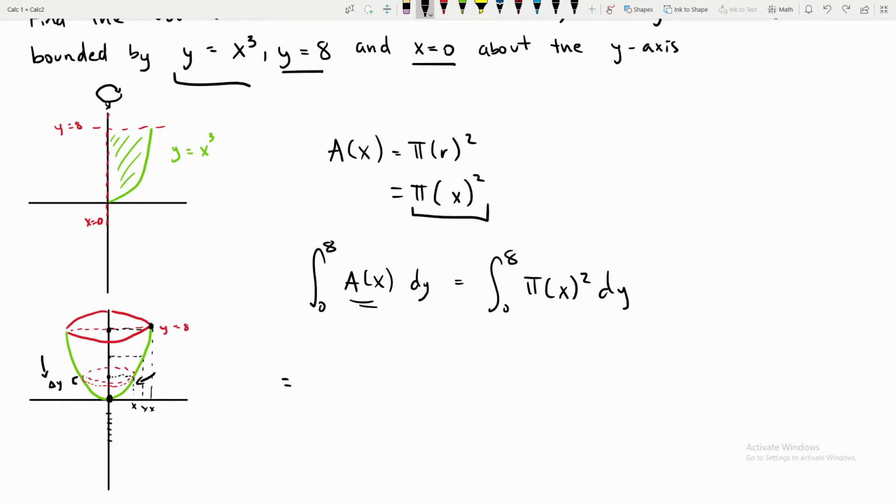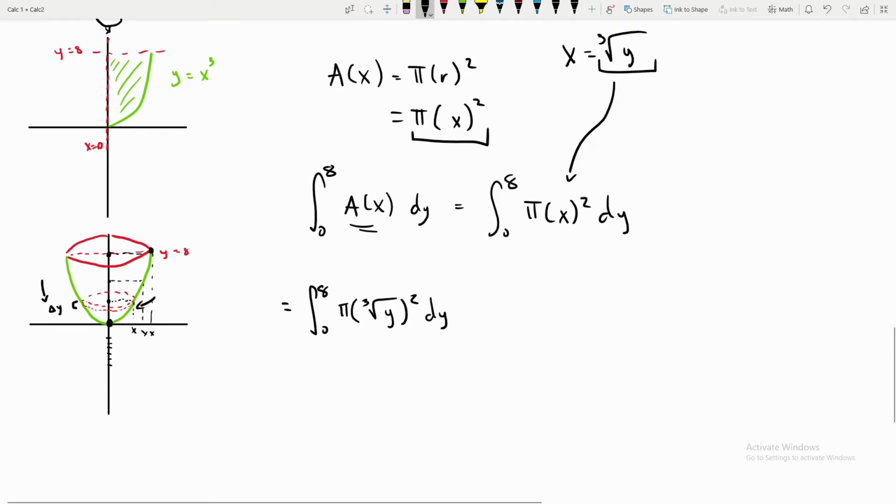Well, we have this expression up here, and what we can do is solve for x. What is x going to equal? In this case, x is going to equal the cube root of y. And there we go. Now we have an expression in terms of y that is equal to x, so we can straight up sub this in here, and we'll get a perfectly good integral. There is our final integral to calculate the volume of this ham shape.